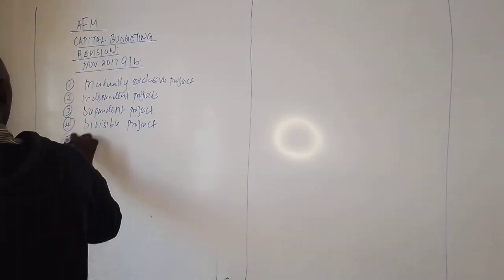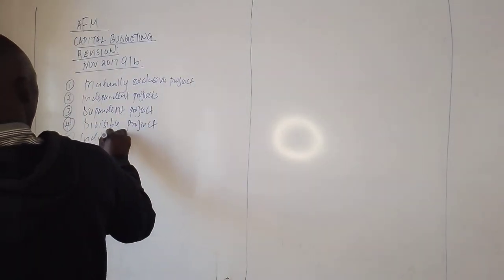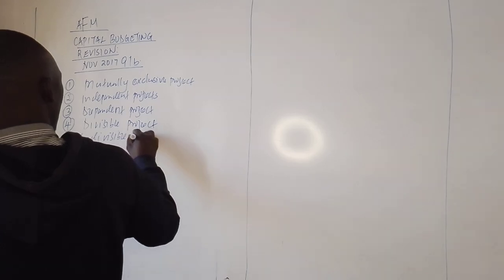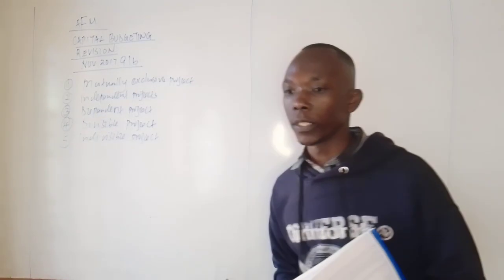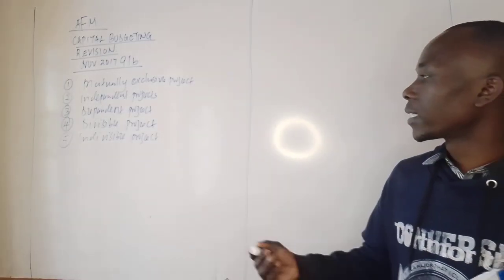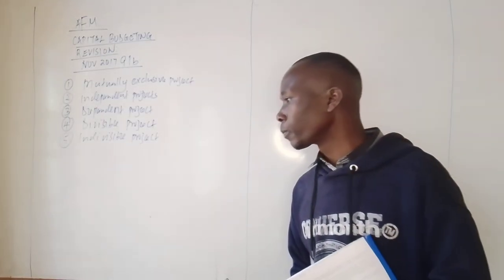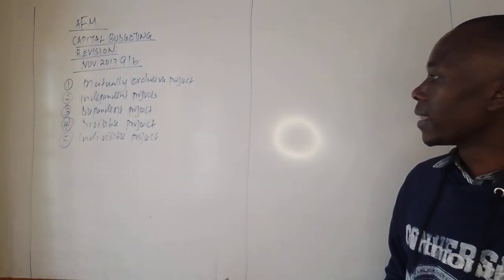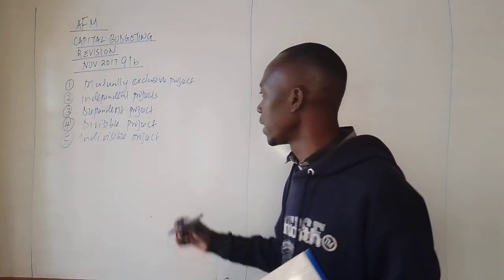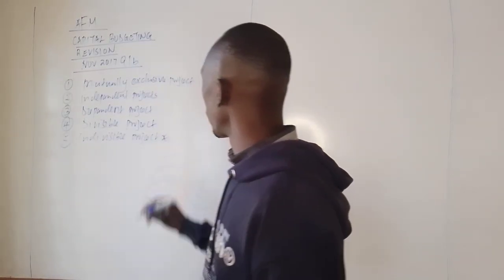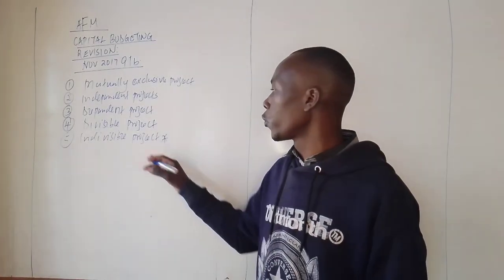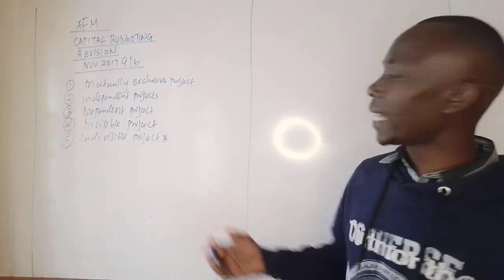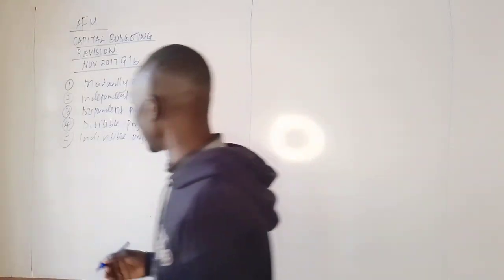Then number 5, we have indivisible projects. These are those projects which cannot start generating revenue unless they are completed. In this case, you cannot do the project partly. Reason being, if you do it partly, there is nothing you are going to get in return.